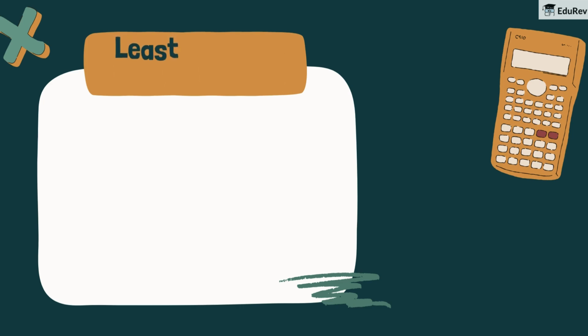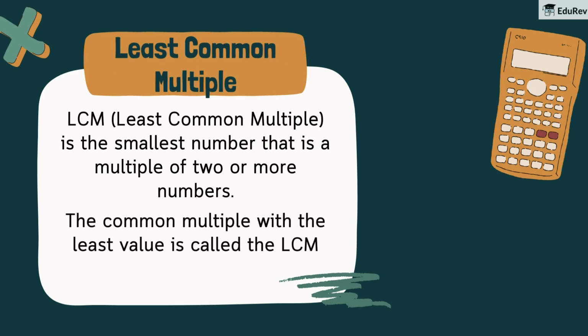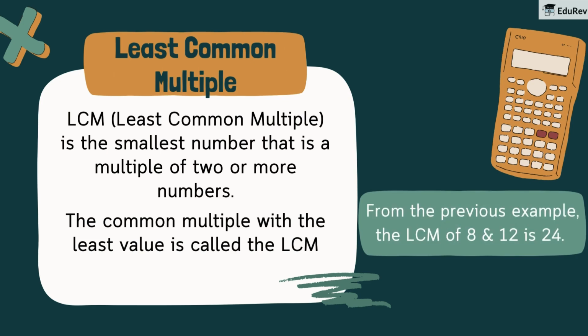Now, let's talk about the least common multiple, or LCM. The LCM is the smallest number that is a multiple of two or more numbers. The common multiple with the least value is called the LCM. For instance, the LCM of 8 and 12 is 24.